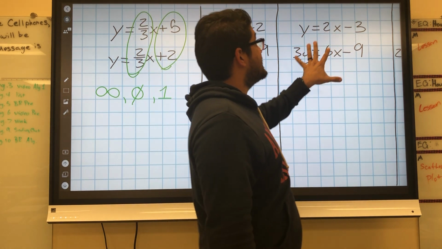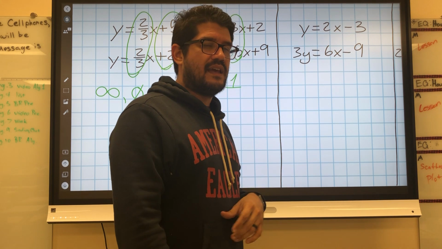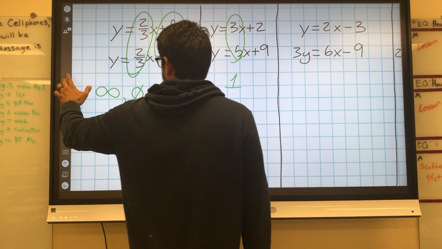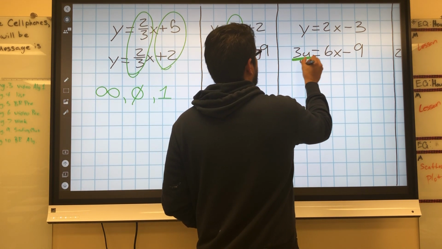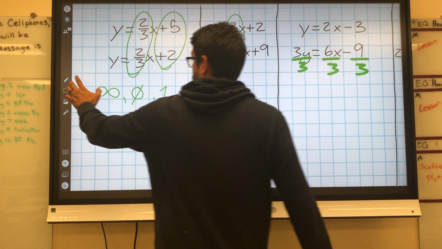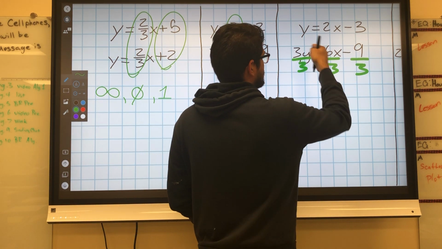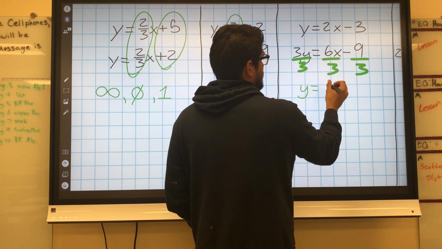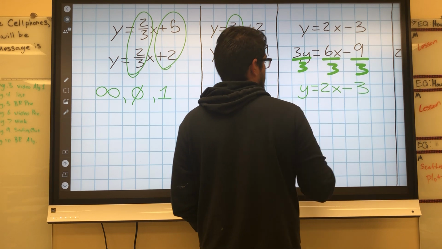Now this one is not set up like these. You have to leave y by itself before you can comfortably say how many solutions it has. So before you can do anything, you have to get rid of the 3 in this problem. So if I'm getting rid of the 3 next to the y, I have to divide everything by 3. Okay? Divide everything by 3. So 3 divided by 3 is 1y, which is written just y. 6 divided by 3 is 2x minus 9 divided by 3, which is 3.